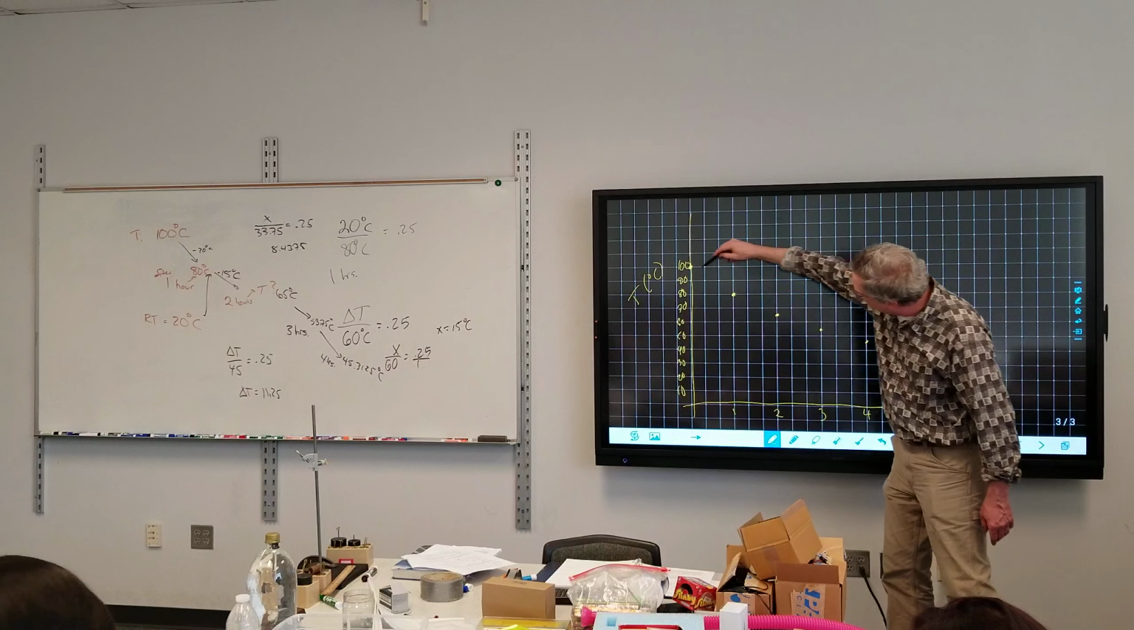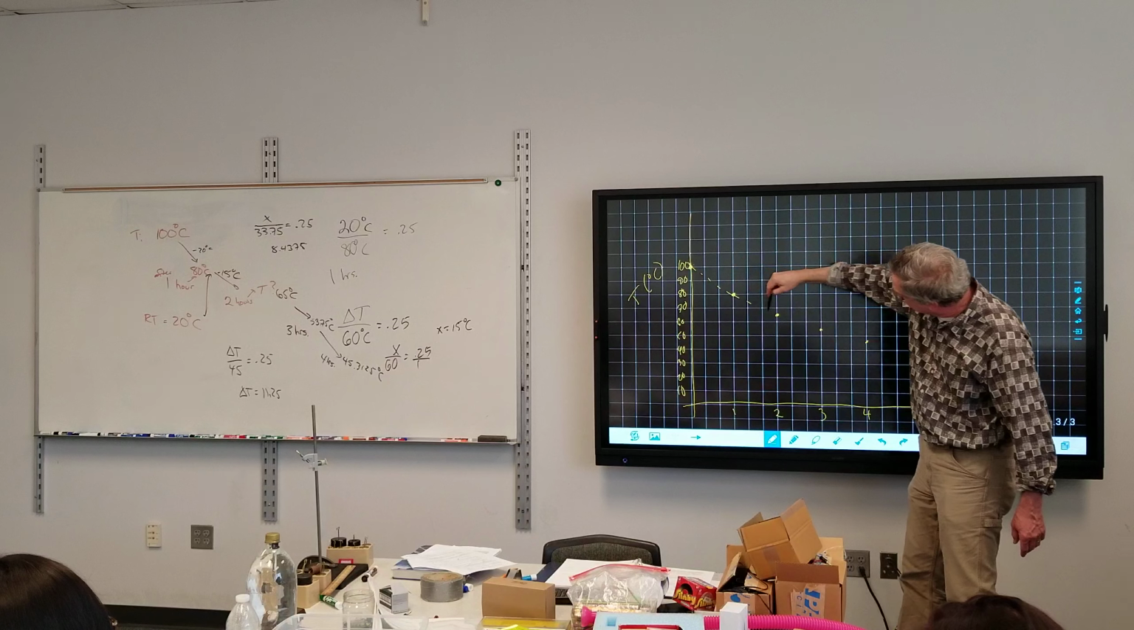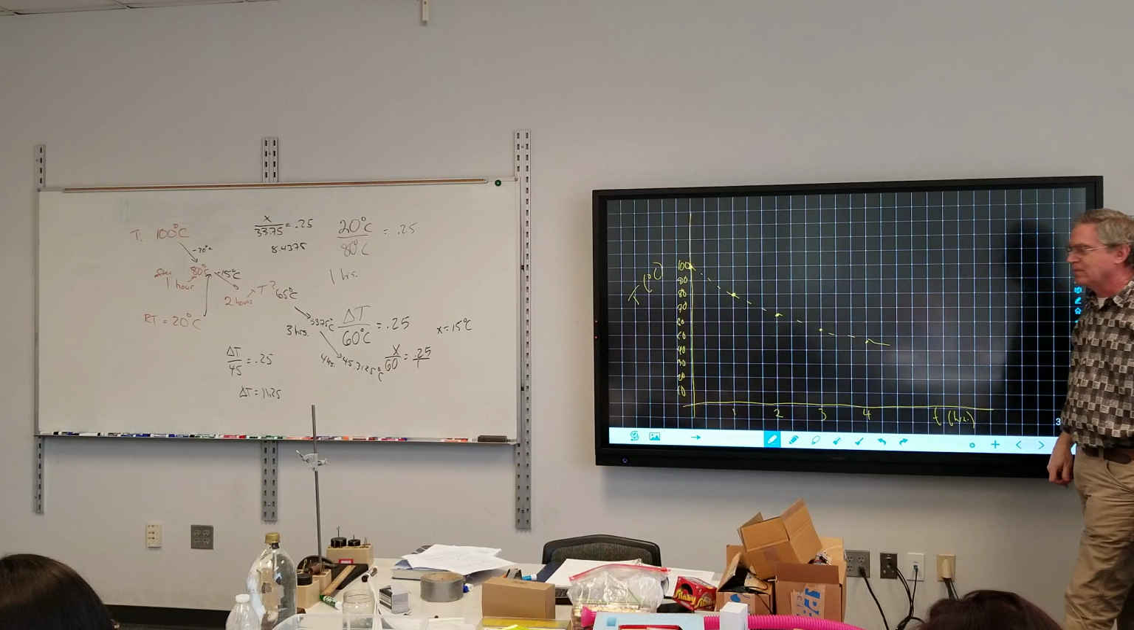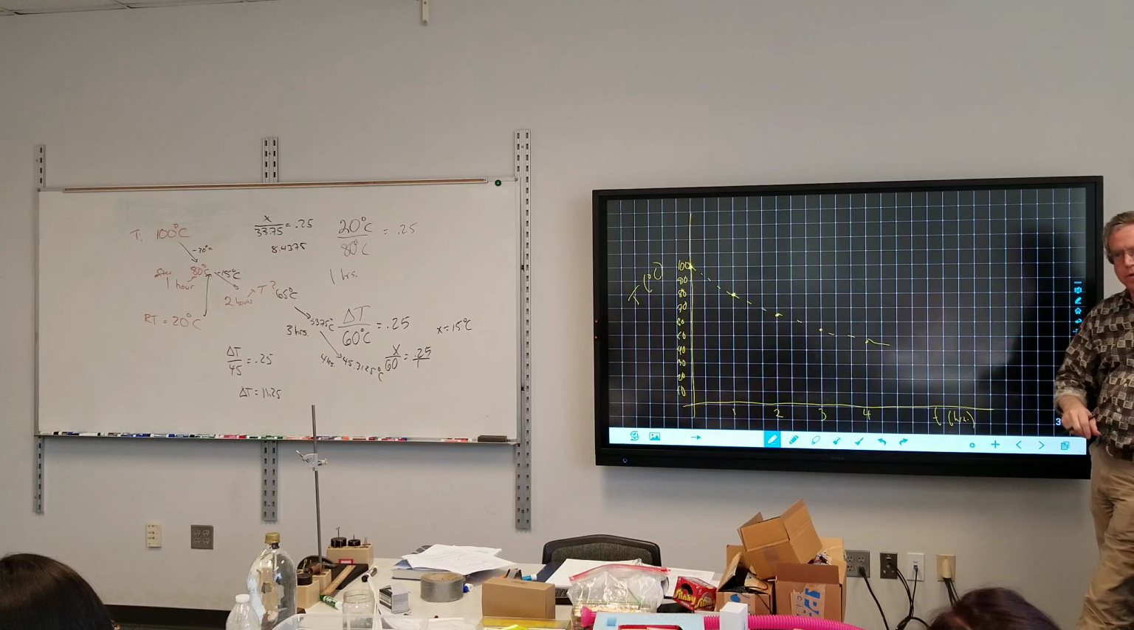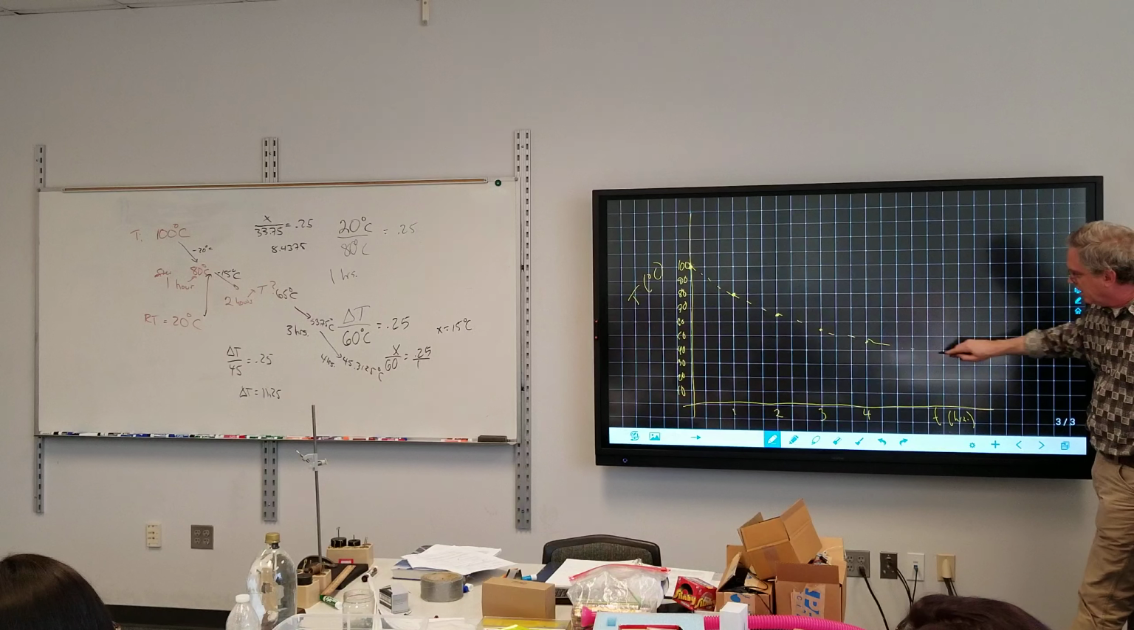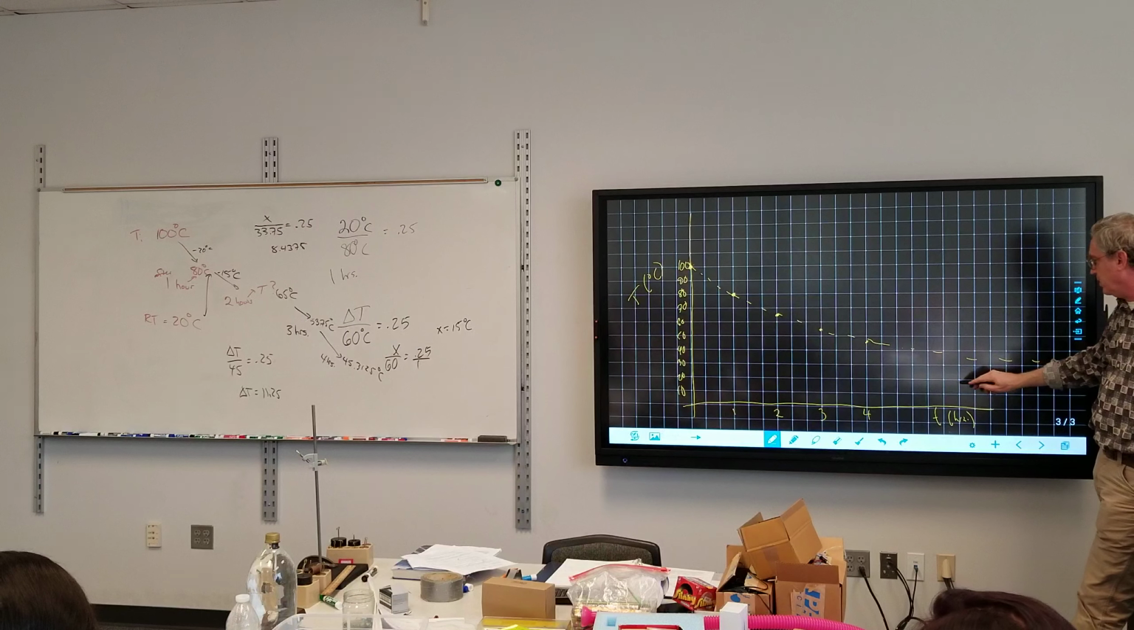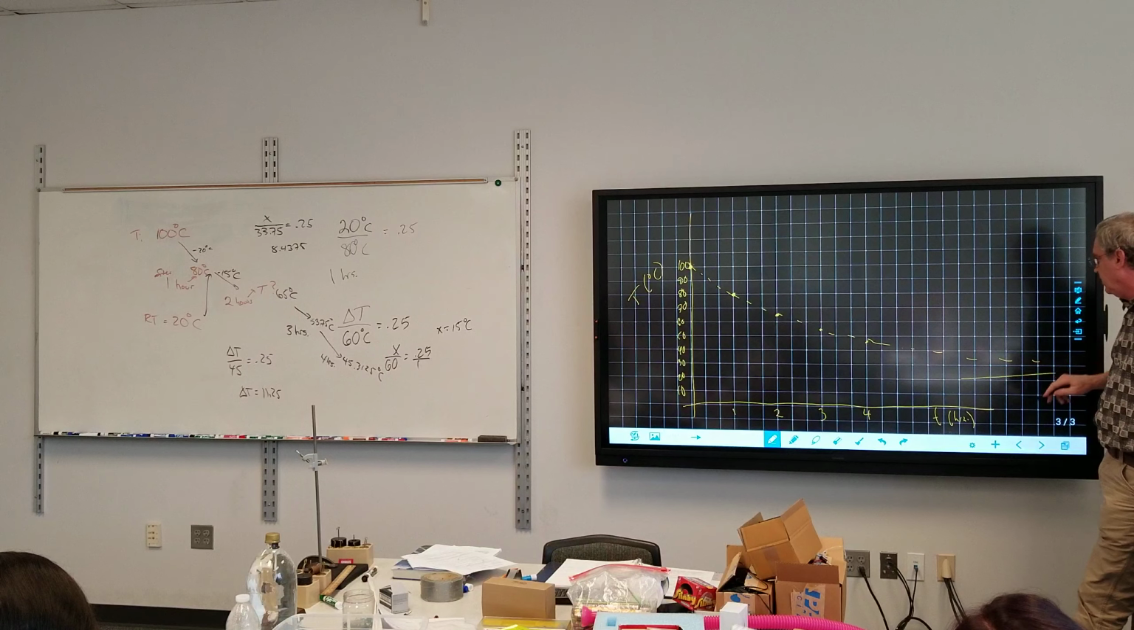So hopefully you can see that there's this trend here that's starting to sort of curve downwards. Eventually it's going to get closer and closer to 20. So as each hour passes, less heat is lost. All right, questions here?